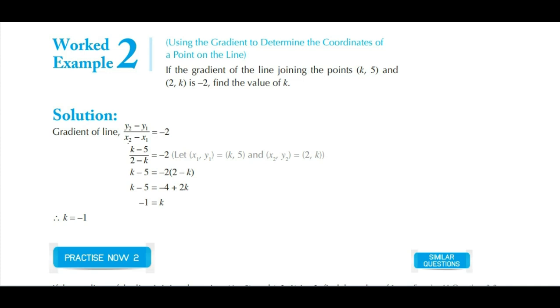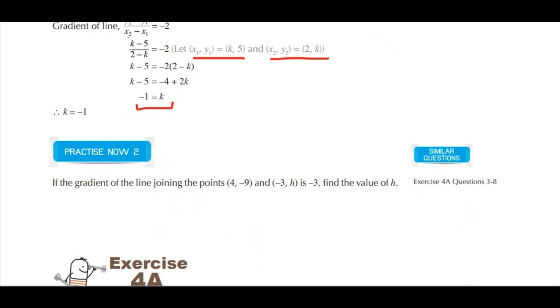In worked example 2, if the gradient of the line joining coordinates (k, 5) and (2, k) is minus 2, find the value of k. So the gradient is given, and we need to find the unknown value. So let's apply the formula taking (x1, y1) as (k, 5) and (x2, y2) as (2, k). y2 minus y1 divided by x2 minus x1 equals minus 2, since the given gradient is minus 2. Now after putting in all the values, we will have an equation in terms of k, and after solving it, we will find the value of k. Now using this method, solve this math.